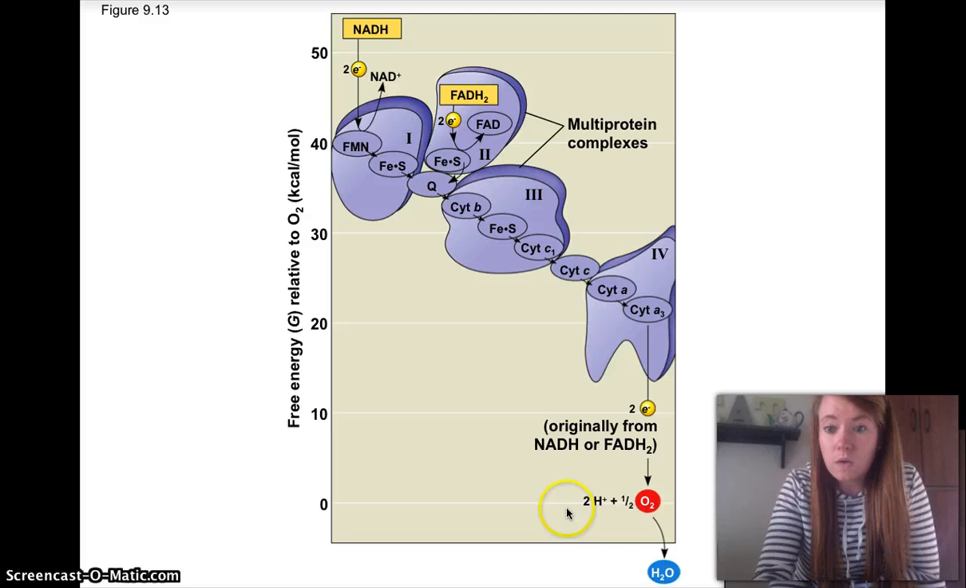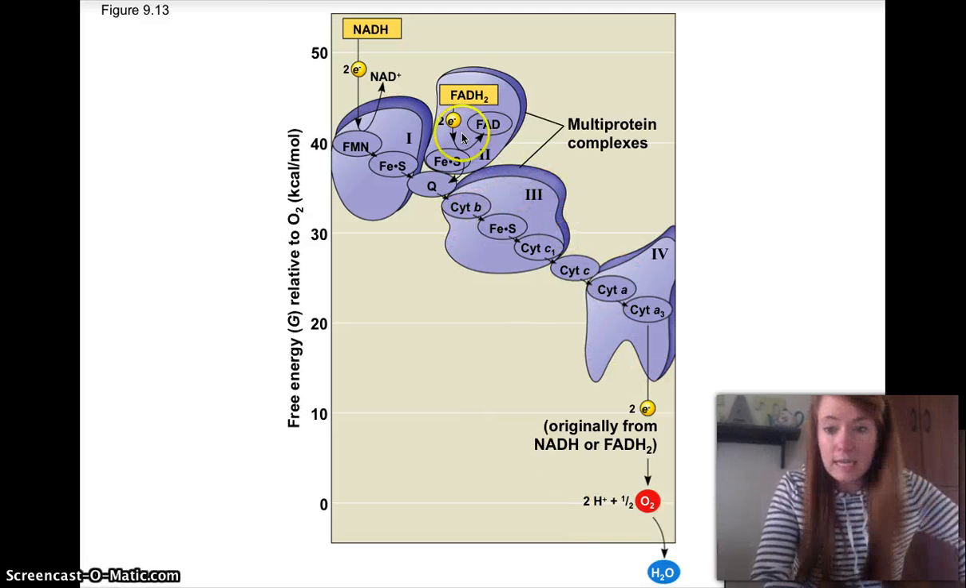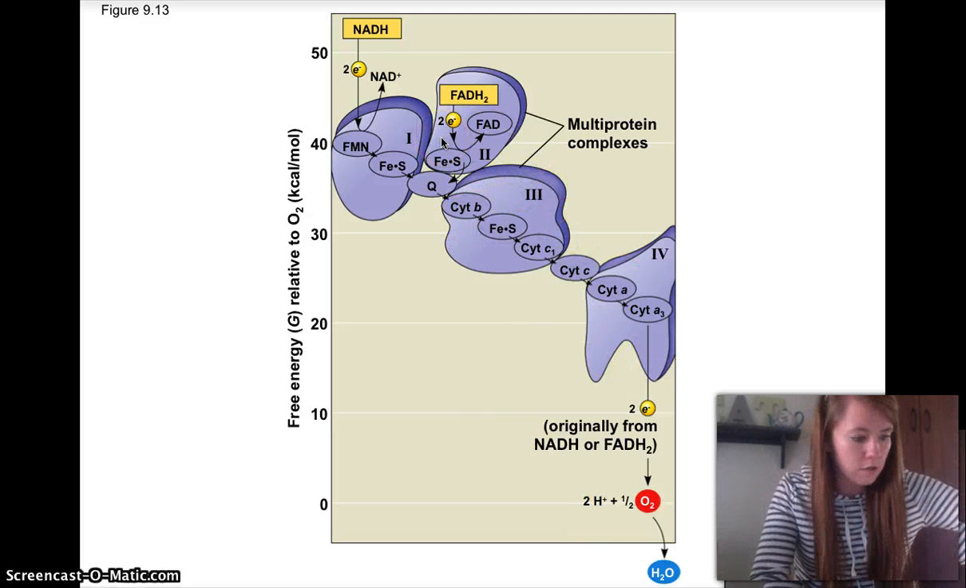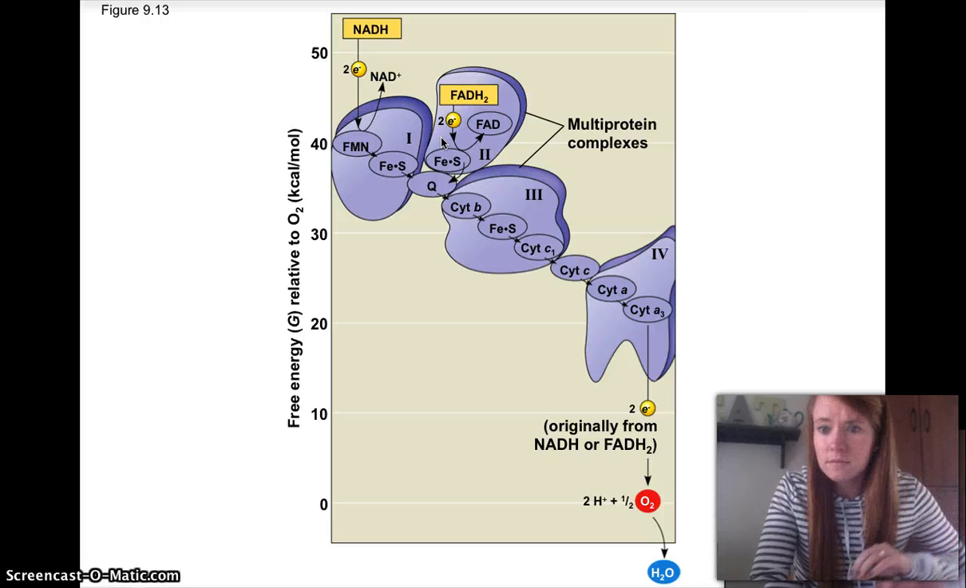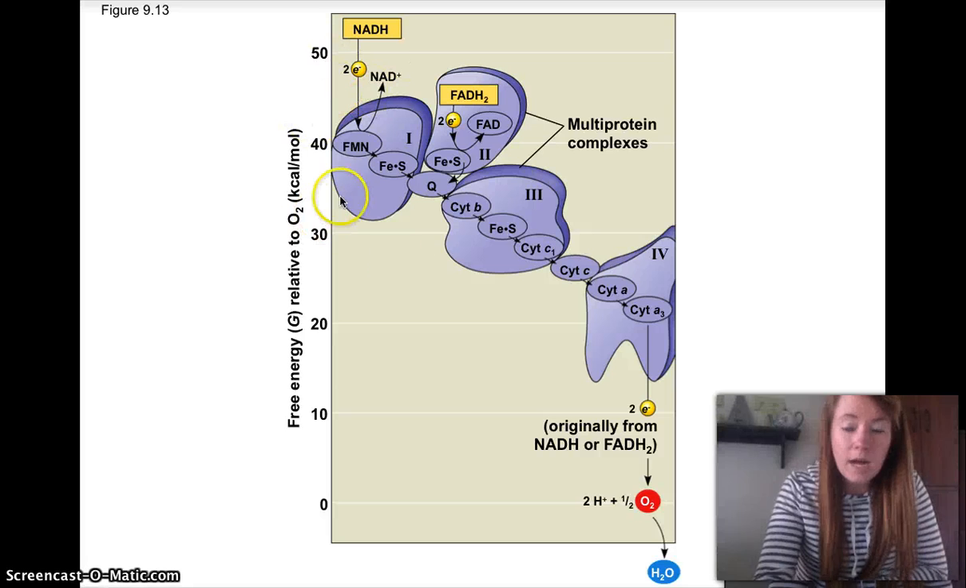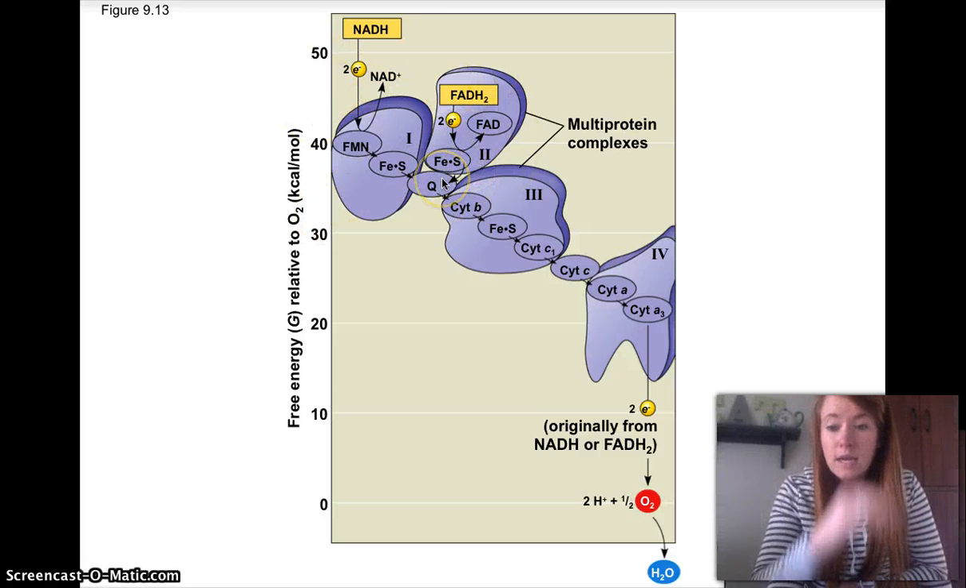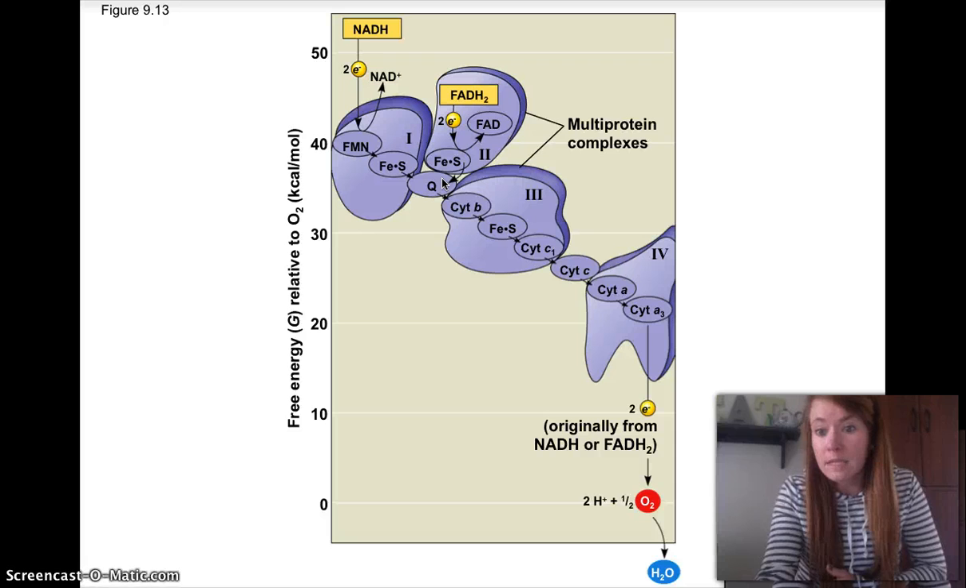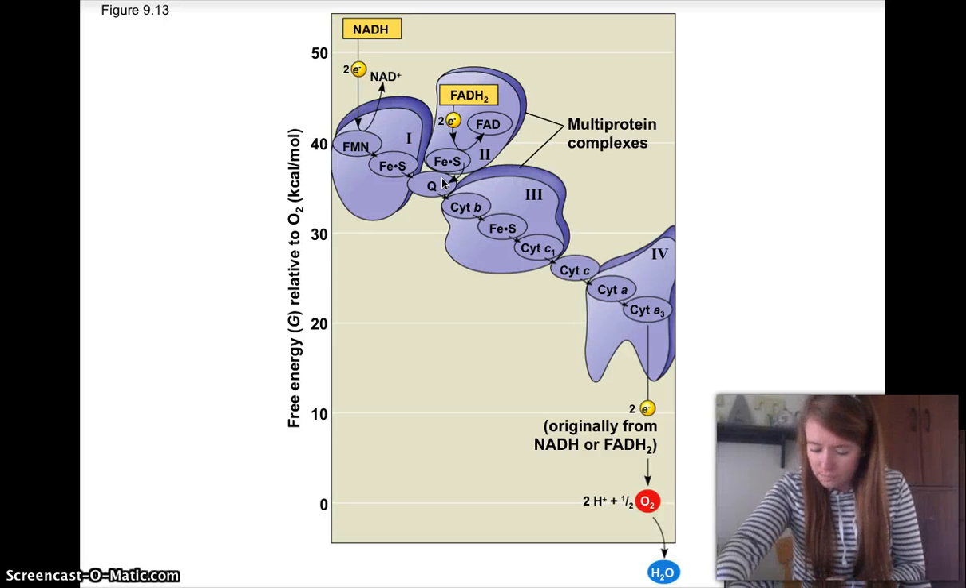And this is important to note because we'll talk about it later. NADH drops off electrons on the electron transport chain further up than FADH2 does. And we'll talk about why that is and what that means for ATP production.